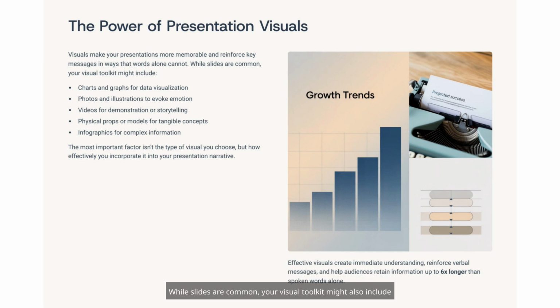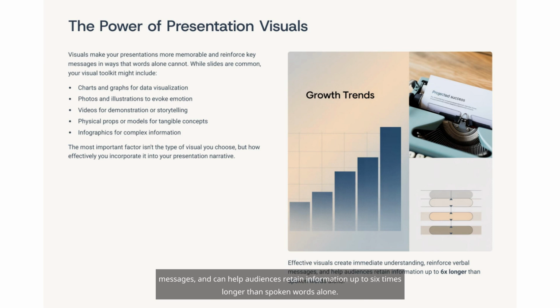While slides are common, your visual toolkit might also include charts and graphs, photos, illustrations, videos, physical props, models, and infographics. The most important factor isn't the type of visual you choose, but how effectively you incorporate it into your presentation narrative. Effective visuals create immediate understanding, reinforce verbal messages, and can help audiences retain information up to 6 times longer than spoken words alone.